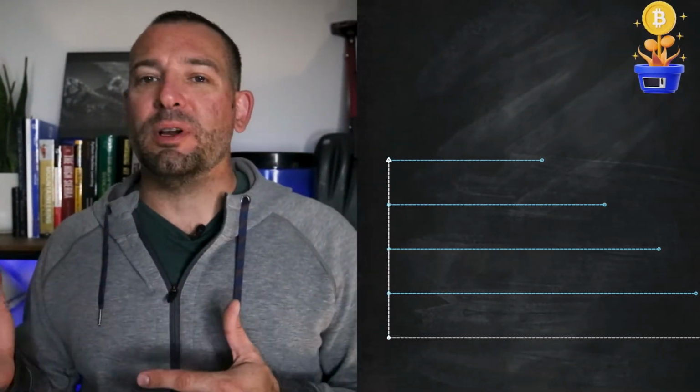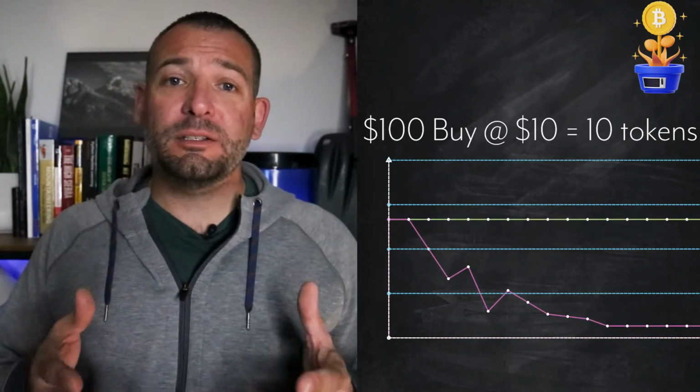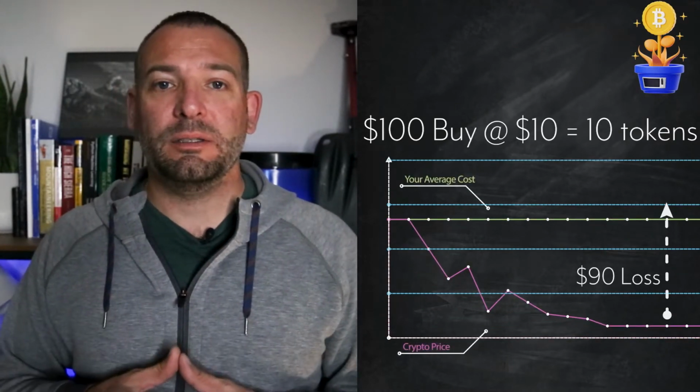Let's say you want to invest $100 into this great new crypto project you found. You haven't seen our video on how to trade your next altcoin gem, so you just go all in at 10 bucks. Well, as the project matures, price falls to $1 and you're sitting on a loss of 90 bucks.